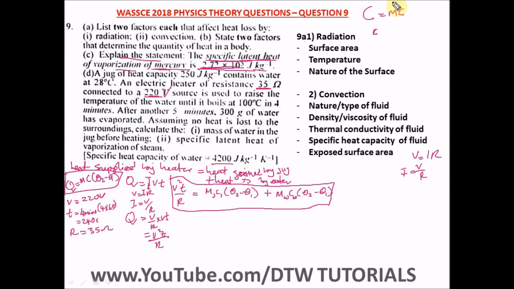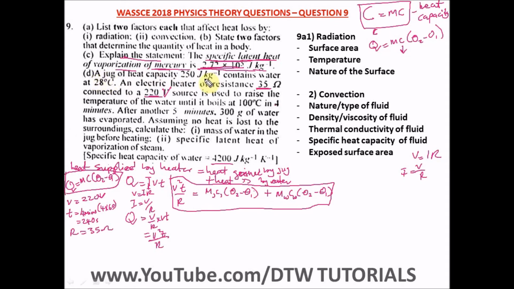But for quantity of heat, Q is equal to MC, then your change in temperature, which is θ2 minus θ1. That is your Q. While this is your heat capacity. Make sure you understand these two formulas and don't confuse them. All right, this is your heat capacity, this is your quantity of heat.